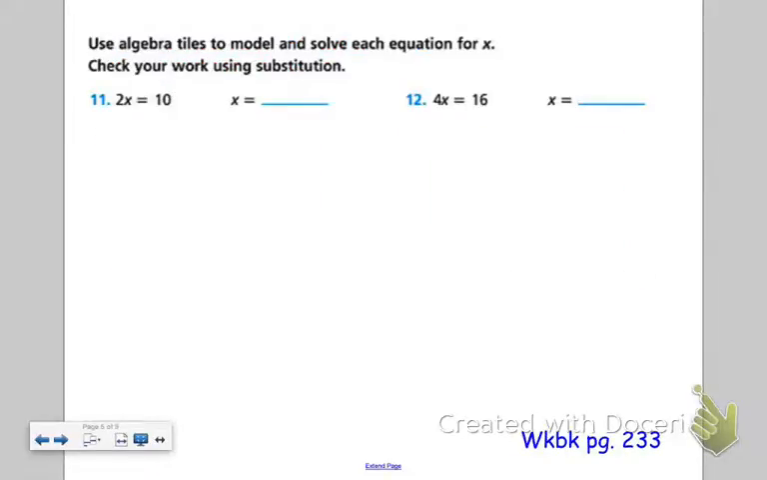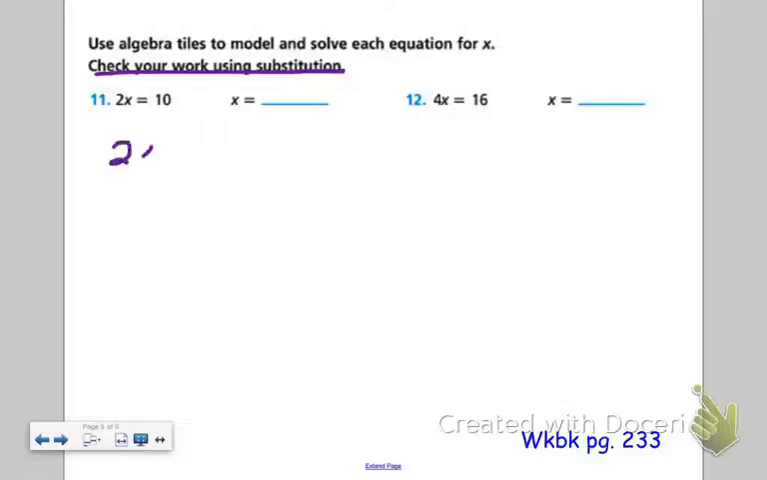Now for 11 and 12 on page 233, we're going to make our own algebra tile model and solve the equation. And again, check your work using substitution. I know it seems silly when the equations are pretty small and simple, but eventually you're going to be doing 2- and 3-step, even 4-step equations as you get older, and it helps when you're able to go back and substitute to make sure that you did all of those steps right.